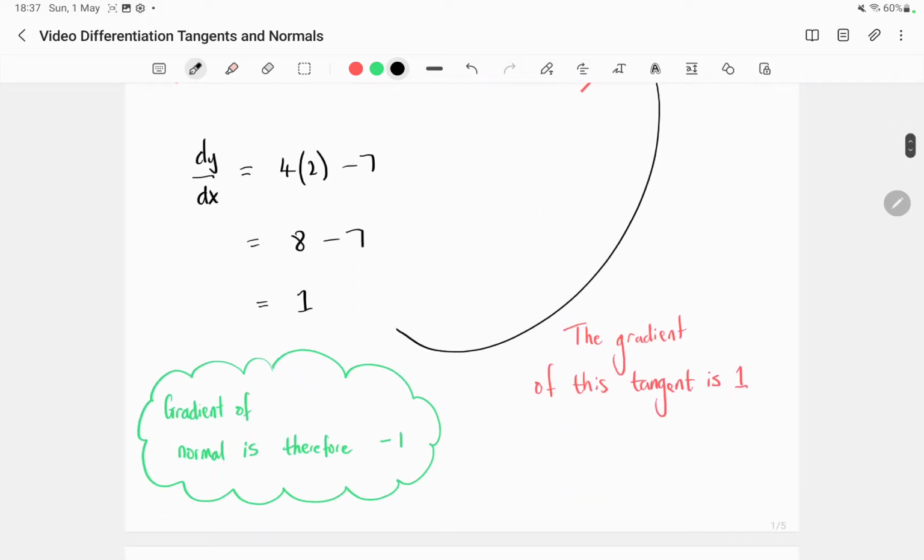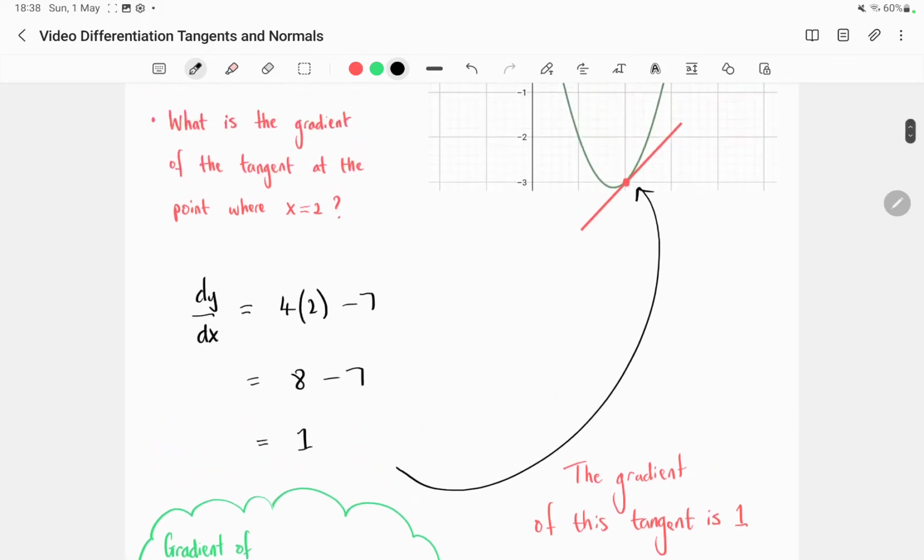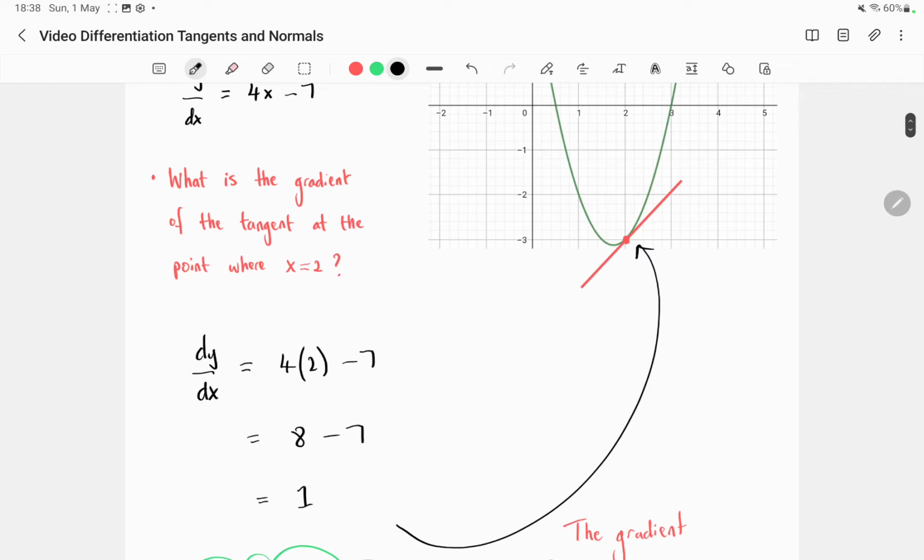Now if we were asked for the gradient of the normal, we would do exactly the same thing, except just take the negative reciprocal of this 1, because the tangent and the normal are perpendicular.